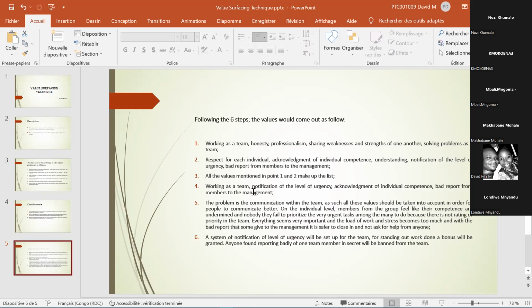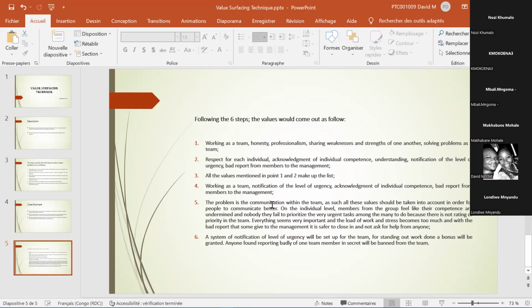I didn't put it here in a PowerPoint. And yeah, so those will stand. These are the results that have been standing out of the table after everyone. We've been putting all the different values, working as a team. Everybody agreed to that on level of agency, acknowledgement of individual competency, bad report. So it was something that most of the people found to be a good thing.